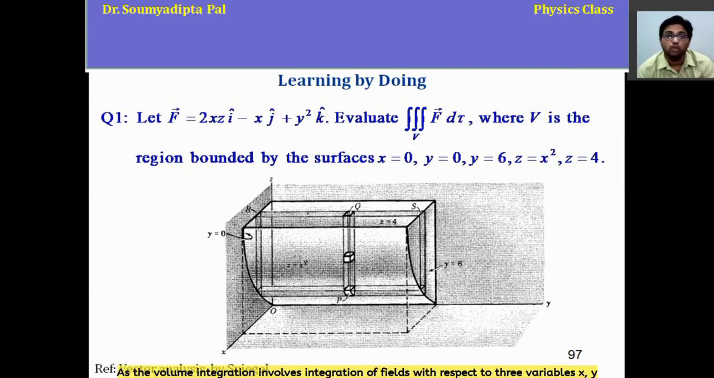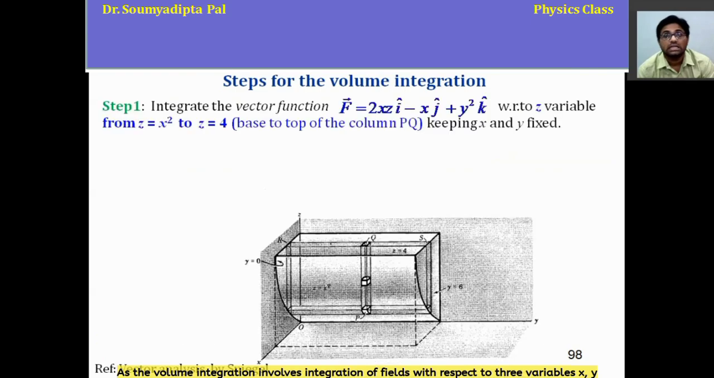As the volume integration involves integration of fields with respect to three variables x, y and z, it is sometimes called triple integration. Okay. So in the first step, we will integrate the vector function with respect to the z variable from z equal to x square to z equal to 4, from the base here to the top of the column PQ, keeping x and y fixed.